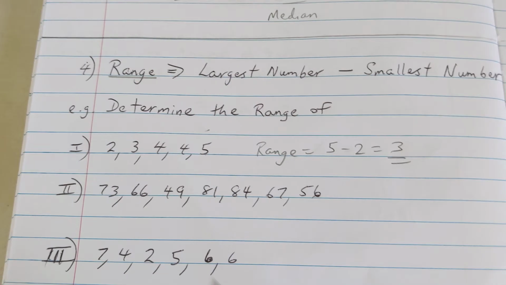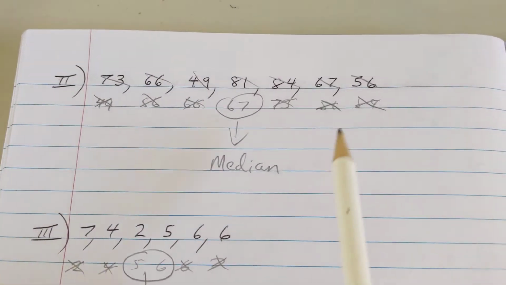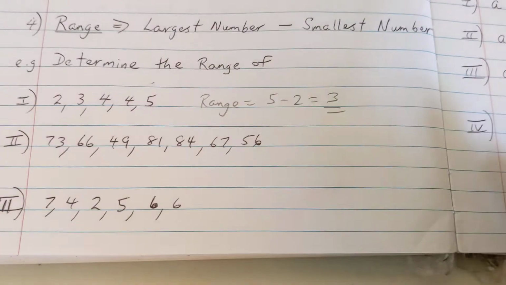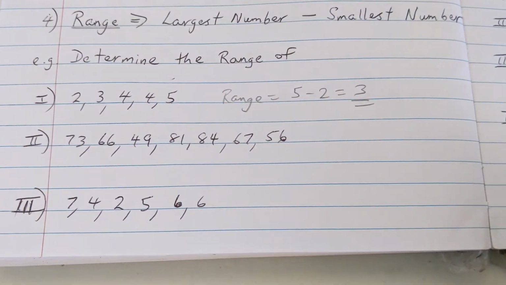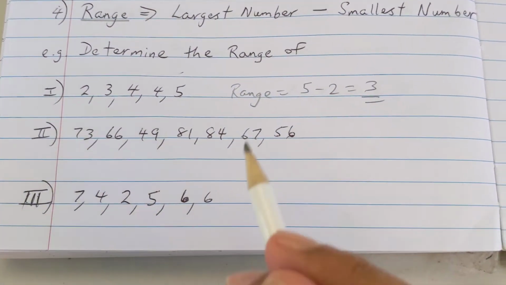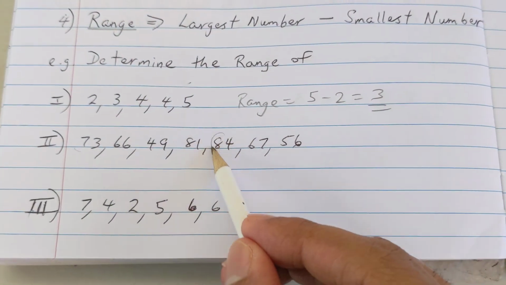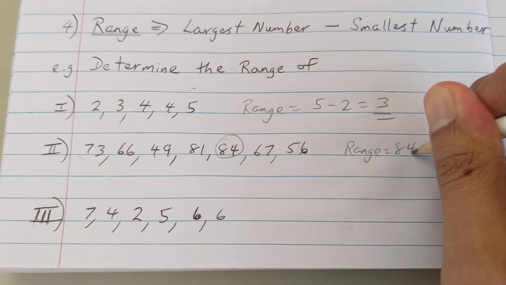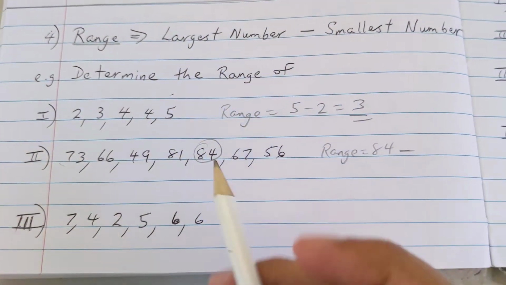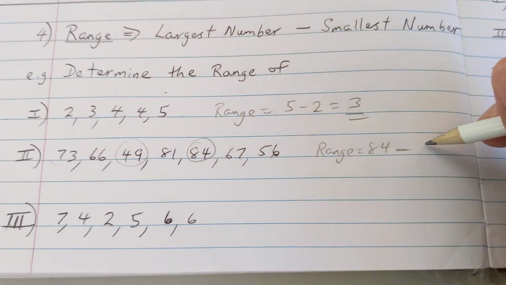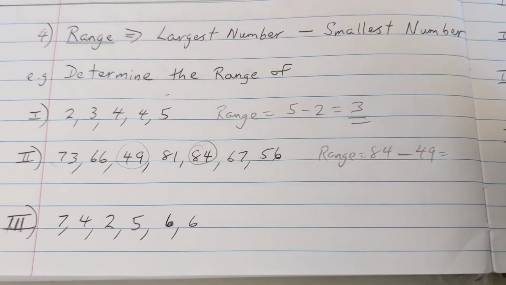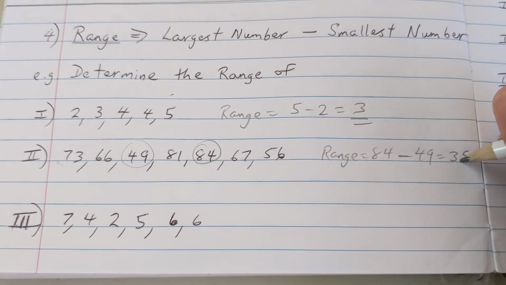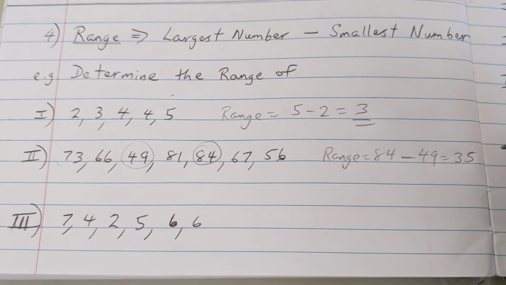Same idea for this one. Now if I had it already ordered, you realize I just need to take out the end numbers, but if I don't have them ordered as yet, meaning they didn't ask for the median, I have to actually look for it. So the highest number, I'll go through my list, I scan the list, the highest number is 84, and the lowest number, scan through my list again, is 49. 84 minus 49, and when you work that out, I'm going to get 35.